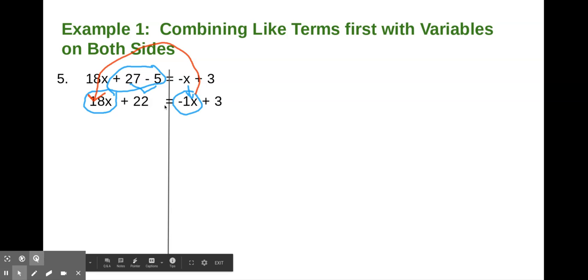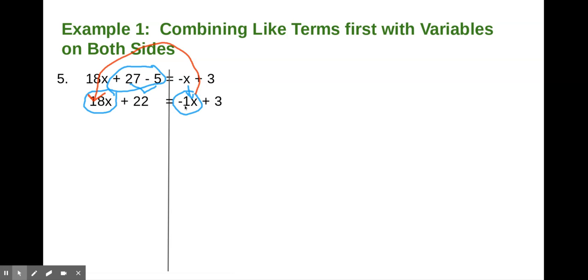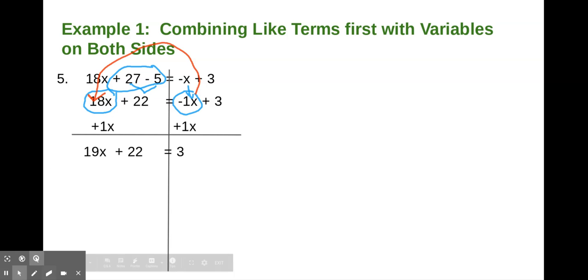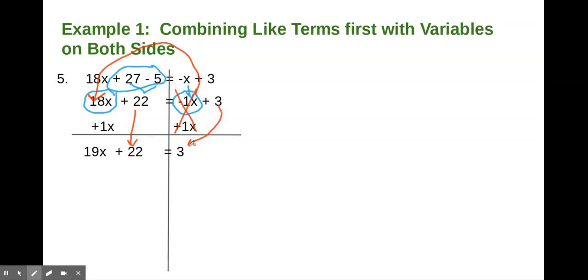When you cross that equal sign, you are taking the opposite of that number. So this negative 1x is going to become a positive 1x. What you do to one side, you have to do to the other. So 18x plus 1x gives you 19x. Bring down this 22. The 1x and the negative 1x go away, and you bring down the 3.